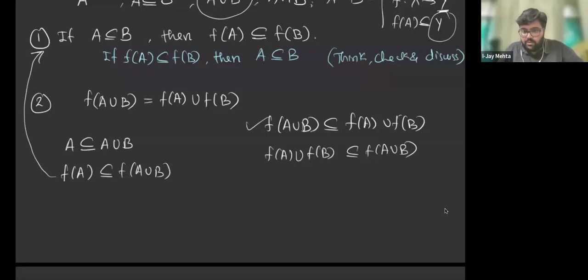How many of you see this? A is a subset of A union B. I can say that f(A) is a subset of f(A union B), because we have already proved that f behaves well with subsets. Just notice this. Is it clear? If not clear, say no. If it is clear, say yes. So A is a subset of A union B, so f(A) is a subset of f(A union B).